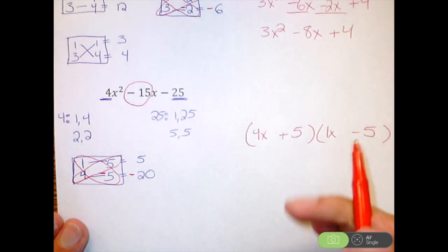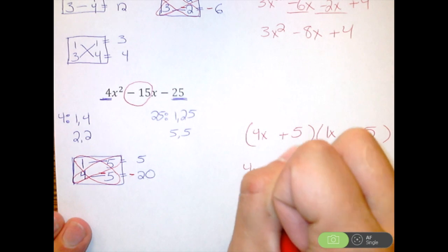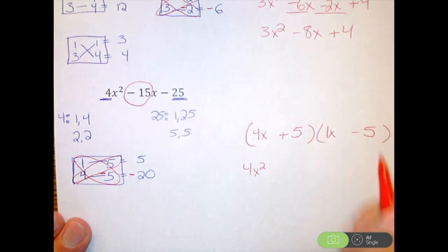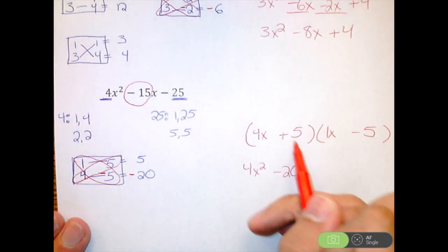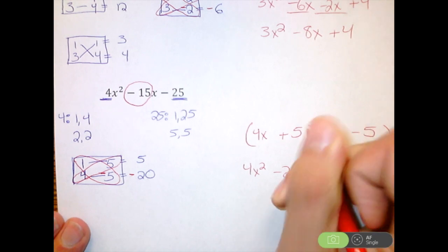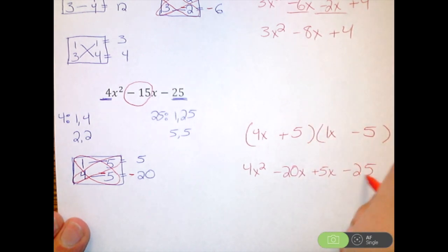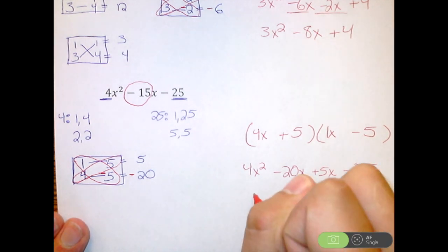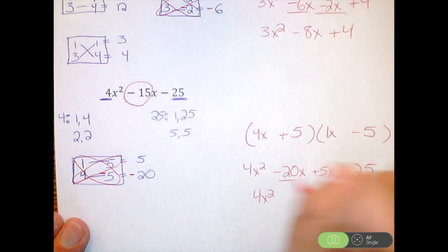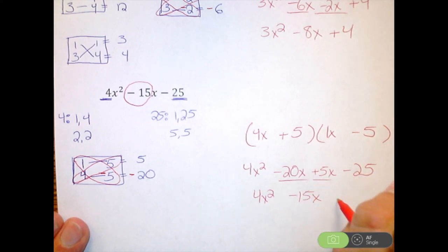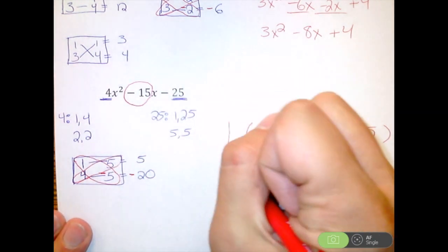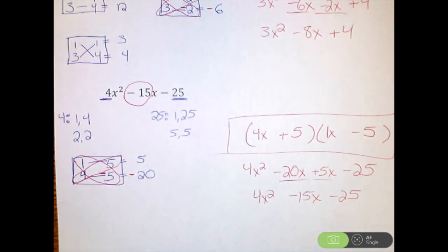So let's distribute, see what happens here. 4x times 1x is 4x squared. 4x times negative 5 is negative 20x. 5 times 1x is 5x. 5 times negative 5 is negative 25. Combine like terms here, you get a 4x squared, negative 20x plus 5x is negative 15x, minus 25 in the back. This does match up with my original problem, so I know 4x plus 5 and 1x minus 5 are my answers. And that was factoring trinomials when a is not 1, and this was part 2.